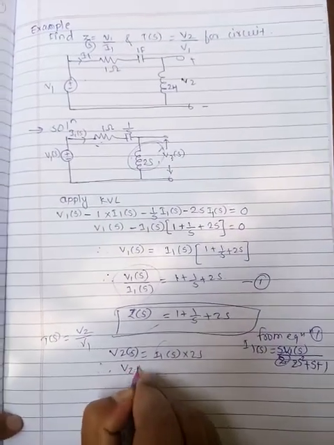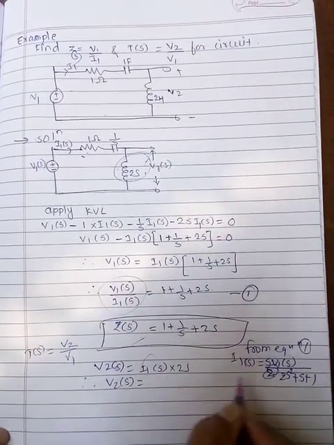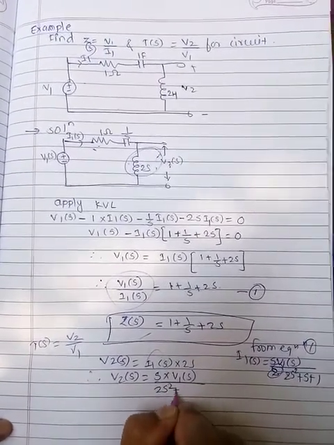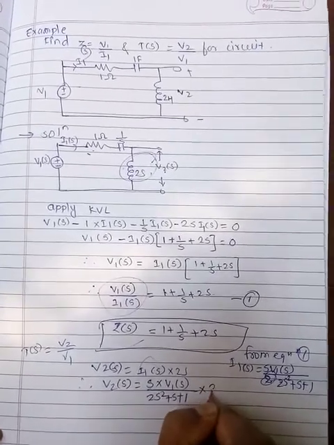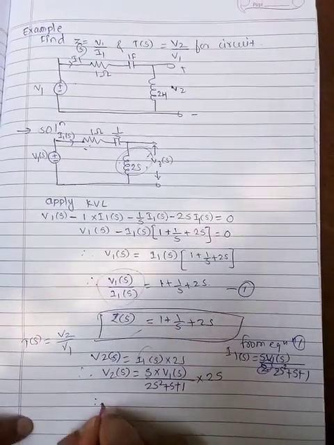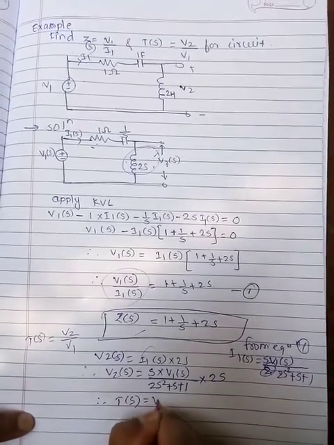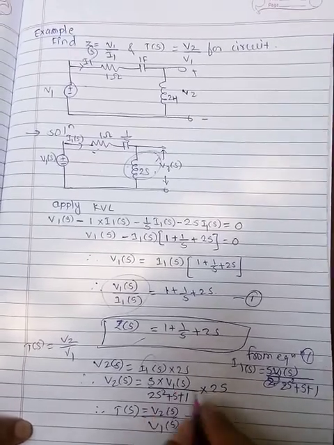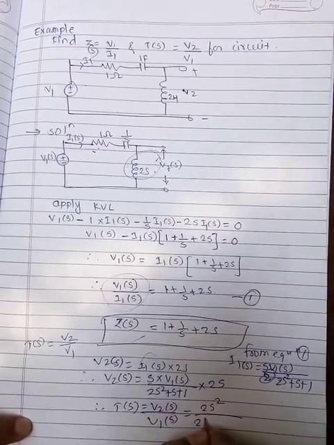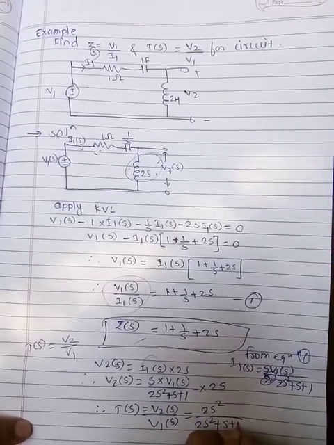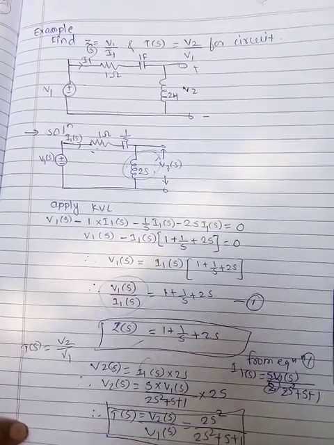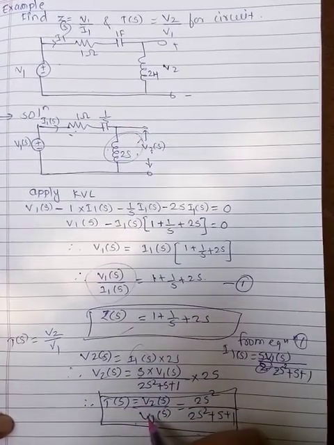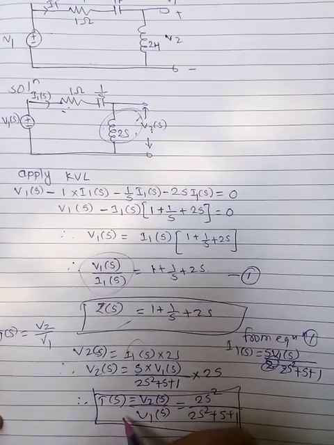Okay, therefore V2(s) is equal to, what is the value of I1(s)? s into V1(s) upon (2s squared plus s plus 1), into 2s. Therefore T(s) is equal to V2(s) upon V1(s) is equal to 2s squared upon (2s squared plus s plus 1). This is nothing but your second solution. T(s) is equal to V2(s) upon V1(s). This is the transfer function, or we can simply say the voltage ratio transfer function.